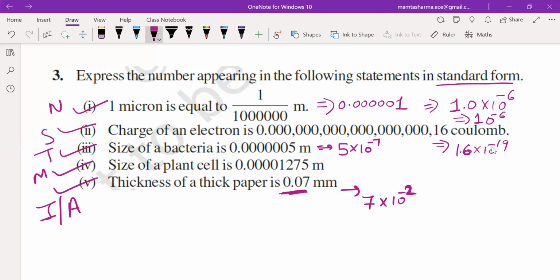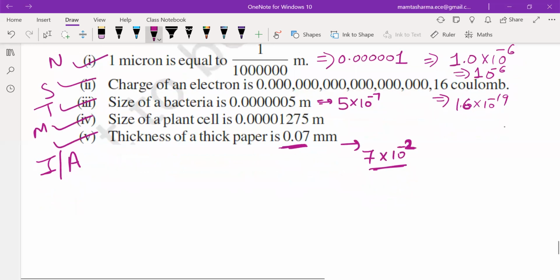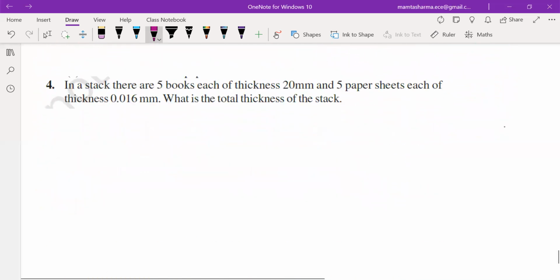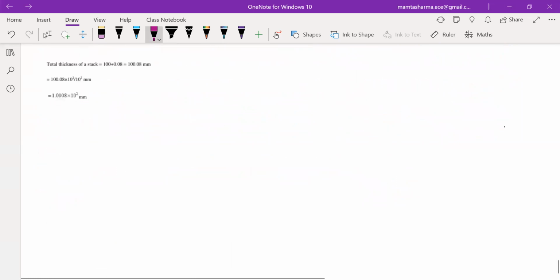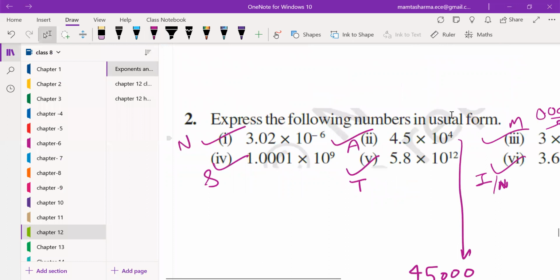I got only Ananya's answer wrong. Everyone gave the correct answer. Ananya, be careful while writing the exponent power. Okay. Now we can solve the question paper. Wait. I need to upload the question paper here.